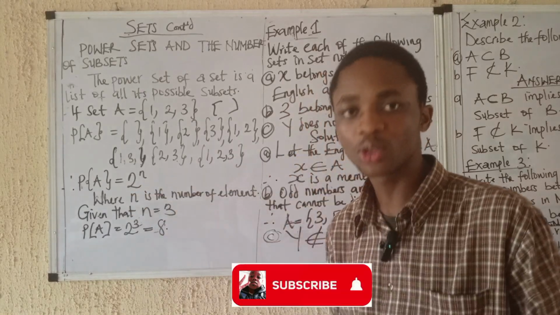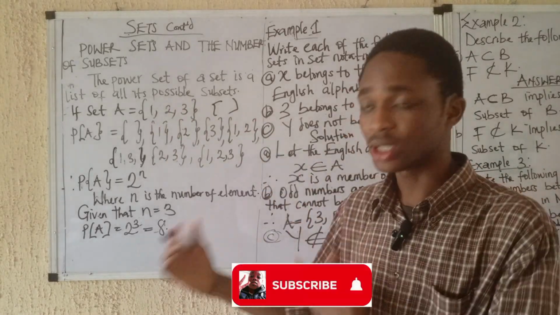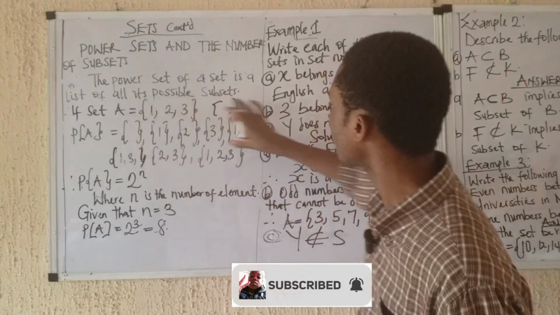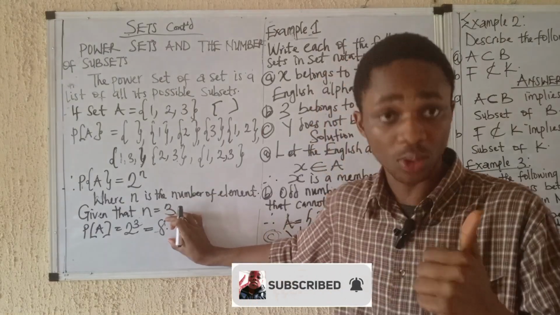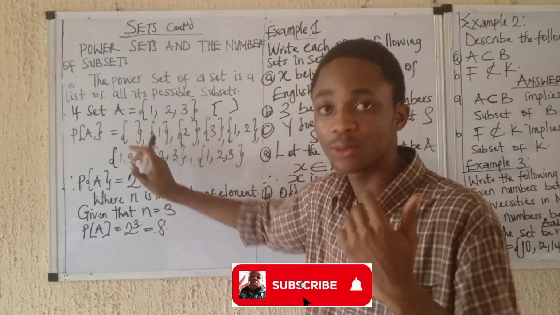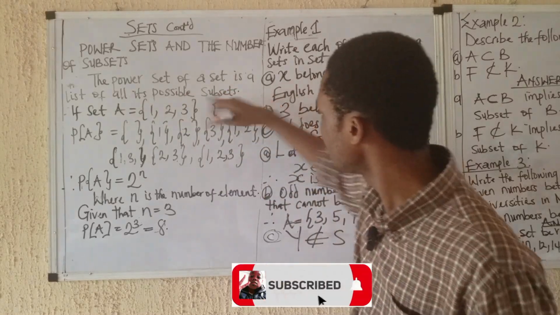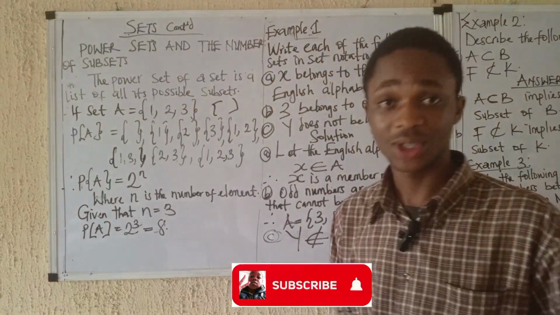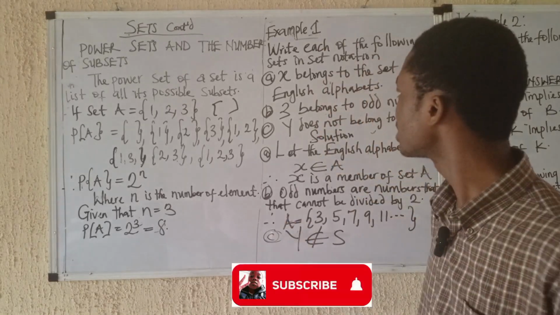Now, to validate that what we've done is correct and we're on track, we have to count the number of subsets. If the number of subsets equals 8, that means we're on track. Counting from the empty set, which is the leading set: 1, 2, 3, 4, 5, 6, 7, 8, which is correct. Now, let's solve more examples of this.